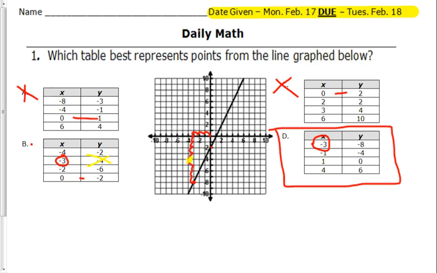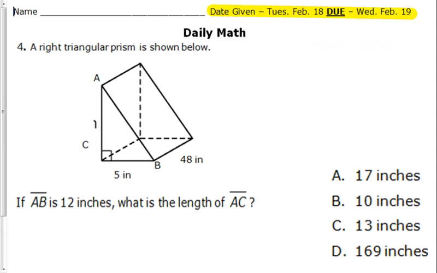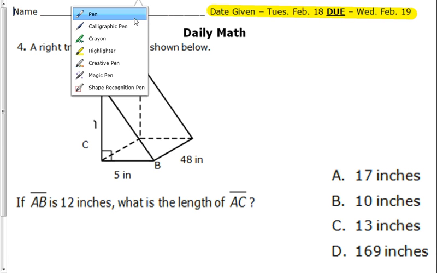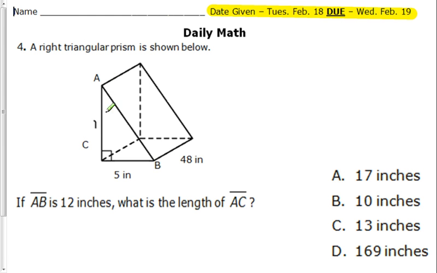Okay. For those of you who are ready for Tuesday, we'll go ahead and look at Tuesday night's homework. It says a right triangle or prism is shown below. So here's my right triangle. Let me get my highlighter so we can focus on just where the right triangle is, because this is a three-dimensional figure, so it's kind of hard. We don't want to look at the whole three-dimensional figure. We only want to focus on that right triangle.